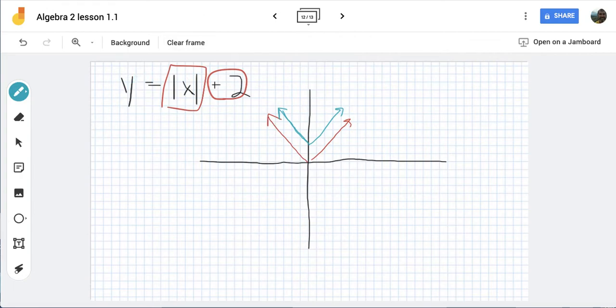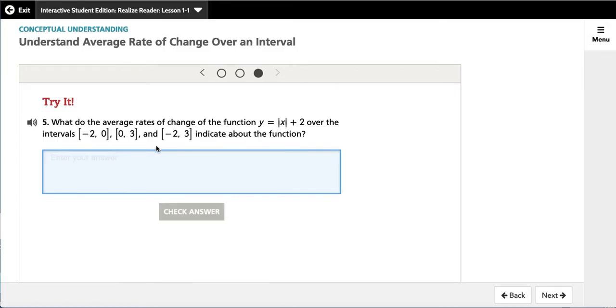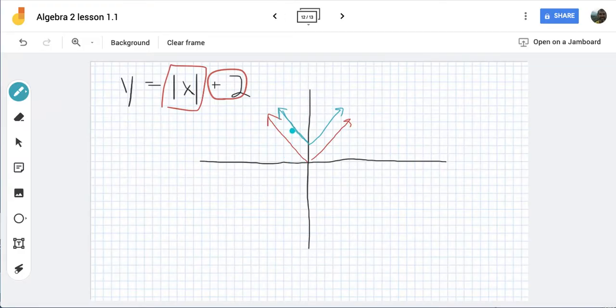Now, what did they want us to do? Let me look that up. From -2 to 0 and 0 to 3. From -2 to 0, it has a slope of -1. And from 0 to 3, it has a slope of +1. And from -2 to 3, that's kind of weird, it looks like it has a slope of 1/5 or 1/4. Doesn't really matter. They're all different numbers. -1, 1, and the 1/4 are all different numbers.